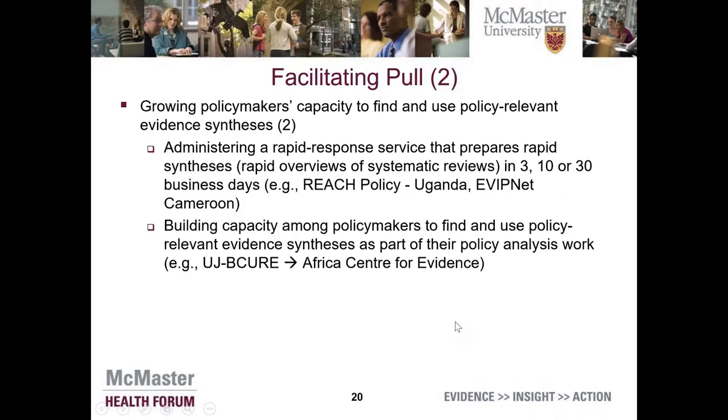So now, if I continue with facilitating policy use, some other things that I feel fall into this category are administering the rapid response service. I've talked about this before. For us, in our space, this was an innovation that started in Uganda and then spread. And then another example would be building capacity among policymakers to find and use policy relevant evidence syntheses as part of their policy analysis work.